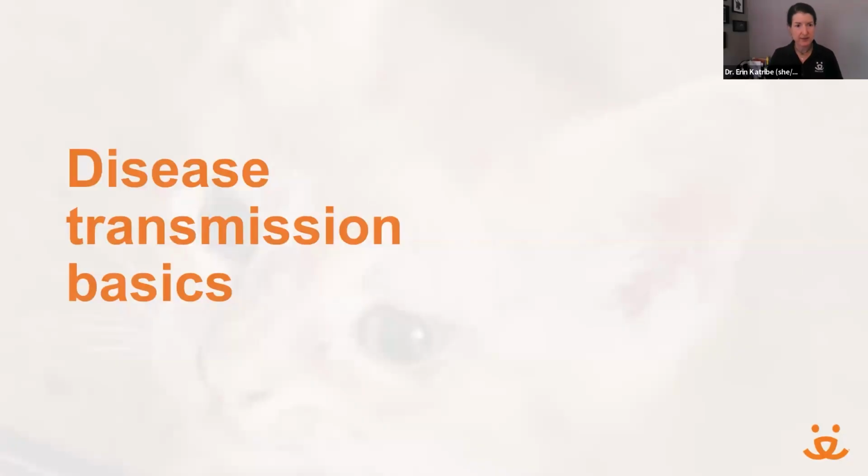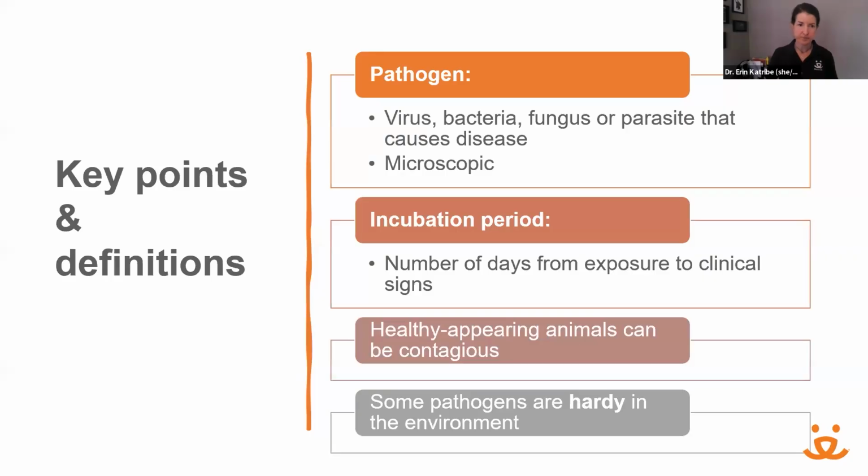So first, let's start with disease transmission basics. Some key points, some definitions to lay the groundwork for what we'll talk about today. First is pathogen. So when I say the word pathogen, this is just an umbrella term for any virus, bacteria, fungus, parasite, any of those different organisms that cause disease. And so that word, like I said, is just an umbrella term. You'll hear me say that today.